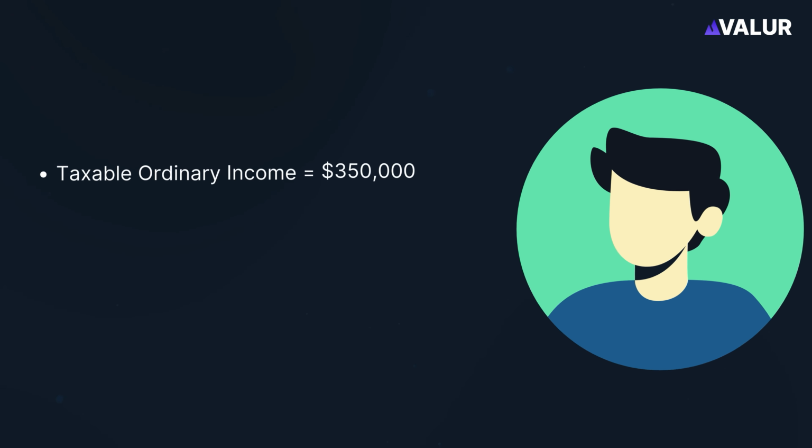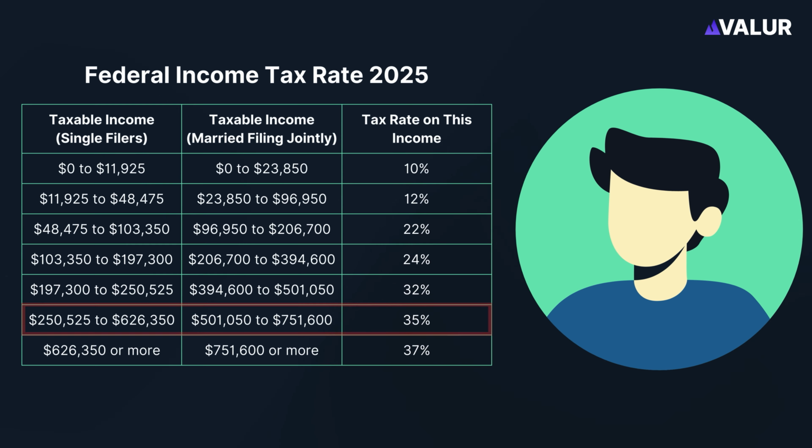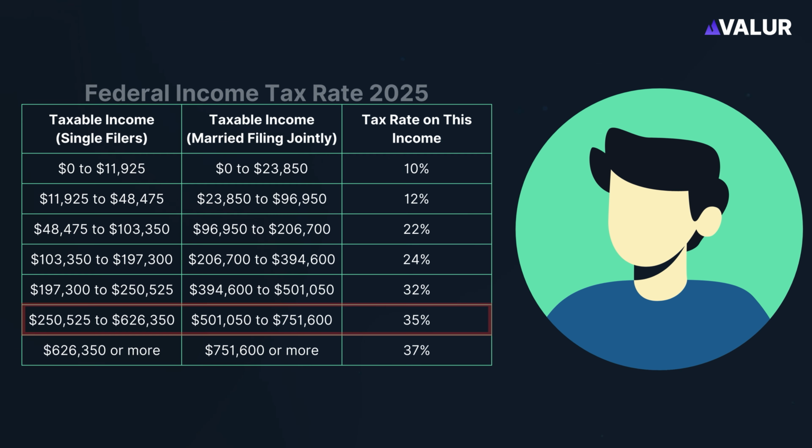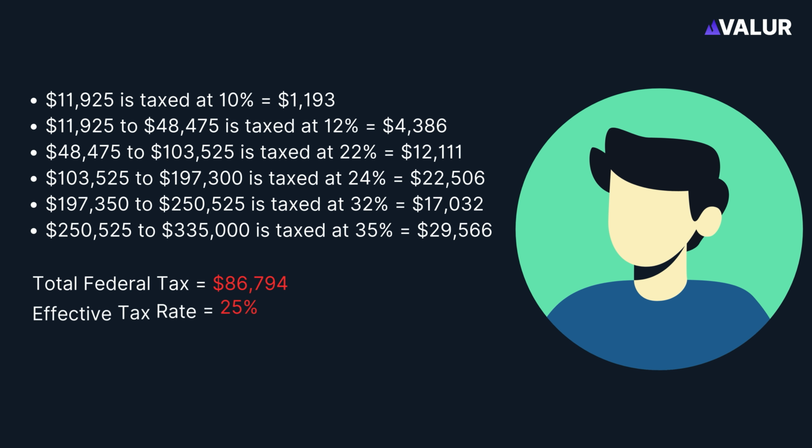Here's Jack, who has a taxable ordinary income of $350,000. He is not married, so he is subject to the single filing standard deduction of $15,000, which brings his taxable income down to $335,000. Jack falls into the 35% tax bracket under the progressive tax system. This means the 35% bracket begins at around $250,000 of income. This is why only earnings above that threshold are taxed at 35%, while income under that amount is taxed at lower rates. Adding these amounts together, Jack would pay around $86,000 in federal income taxes for 2025, resulting in an effective tax rate of approximately 25%.